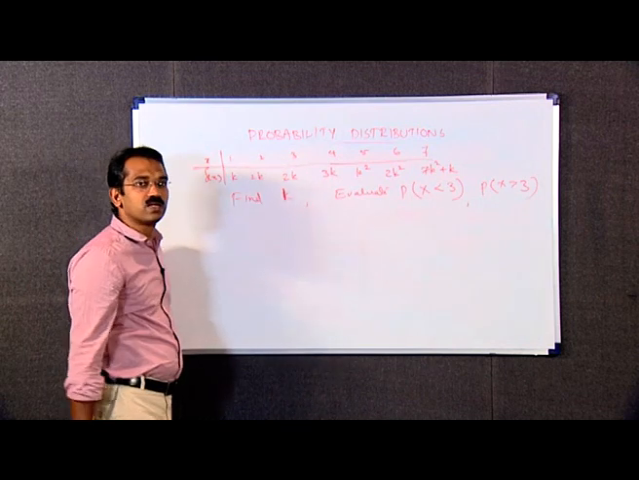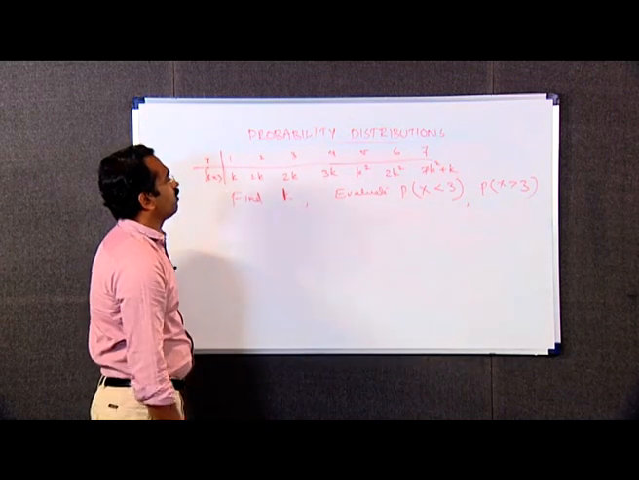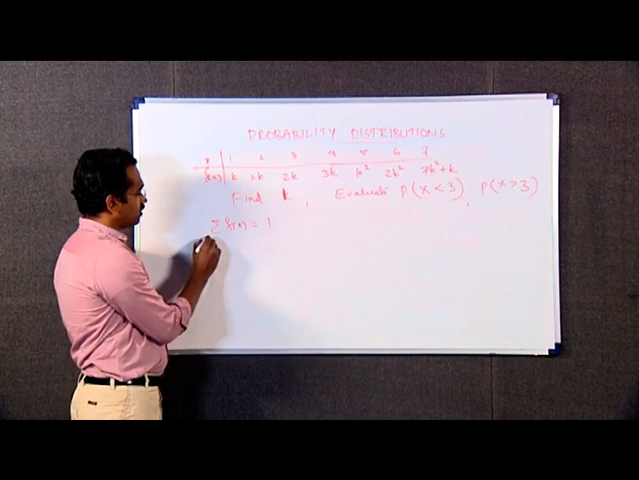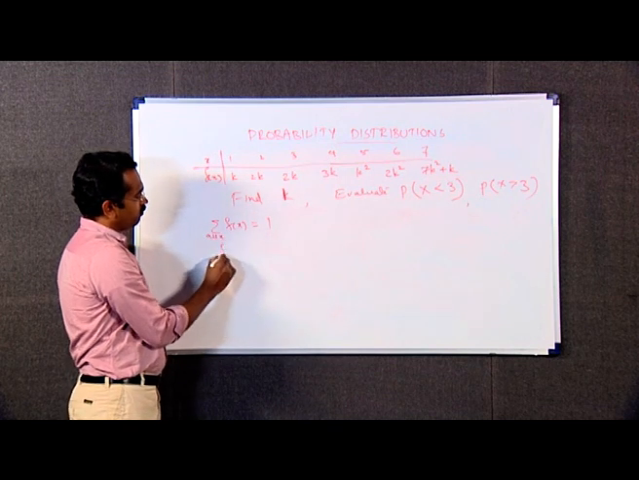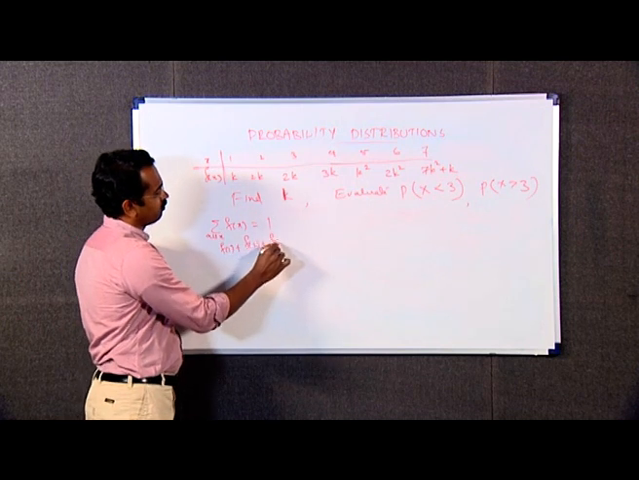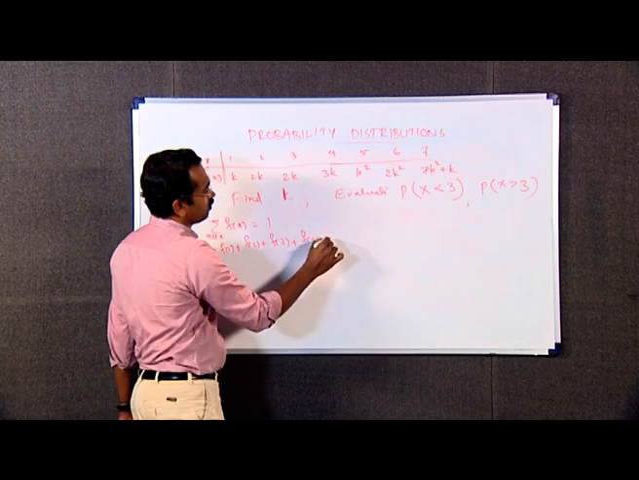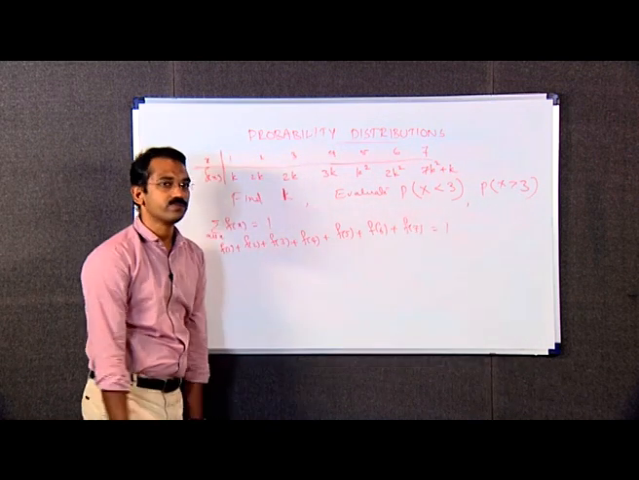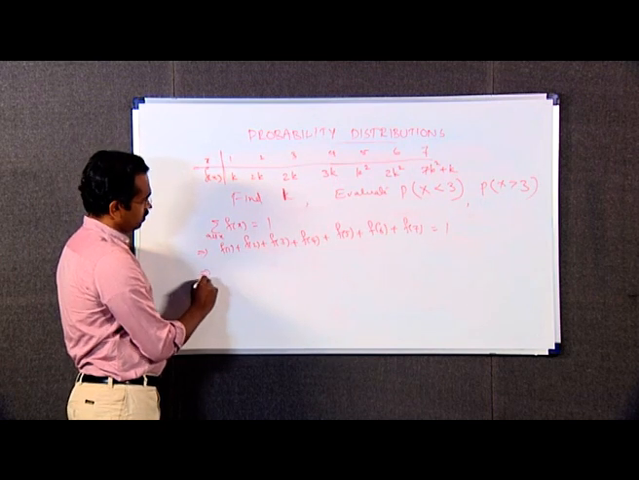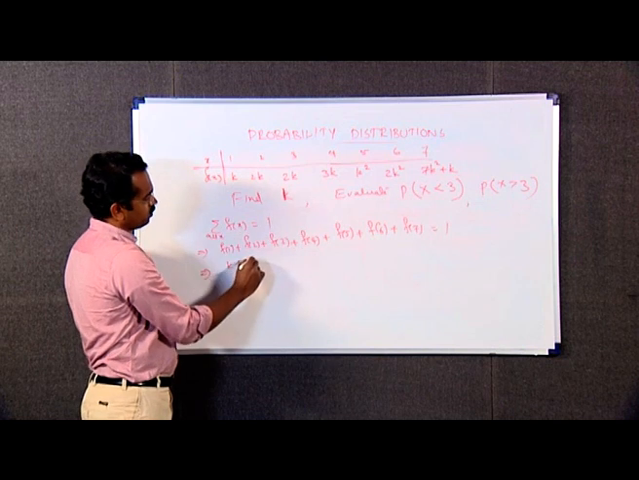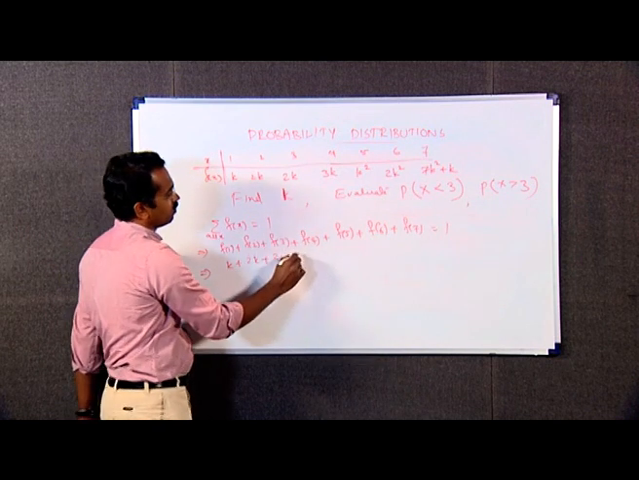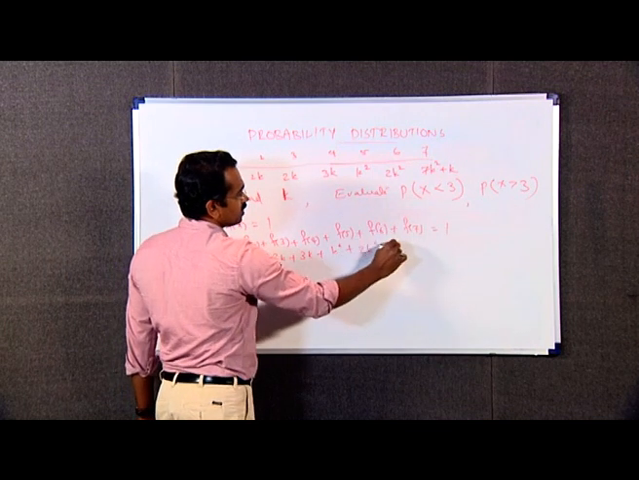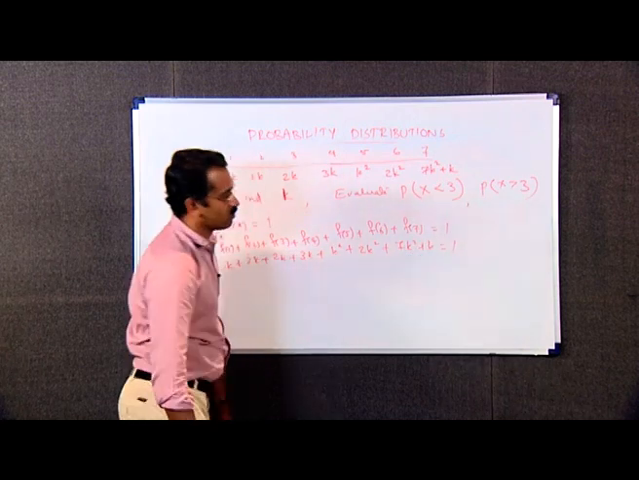Since the given function is a probability mass function, we have summation f of x equal to 1 over all x, that is f of 1 plus f of 2 plus f of 3 plus f of 4 plus f of 5 plus f of 6 plus f of 7 is equal to 1, which implies f of 1 is k plus f of 2 is 2k, f of 3 is 2k, f of 4 is 3k, f of 5 is k square, f of 6 is 2k square and f of 7 is 7k square plus k, which is equal to 1.